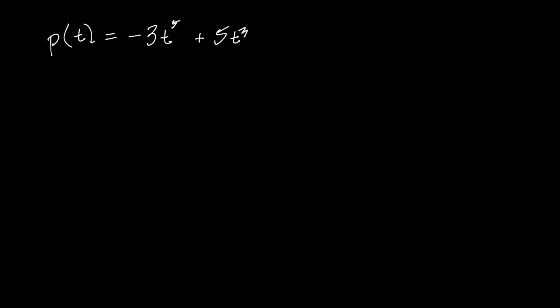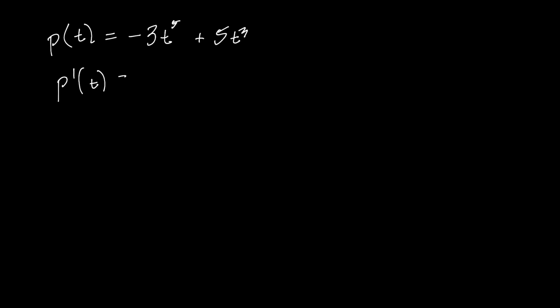Okay, so here is a function. P of t is equal to negative 3t to the fifth, that's a 5, I could have made that look better, plus 5t cubed. So what we want to do here is classify our critical values. So the first thing we need to do is find the critical values. So that means take the first derivative.